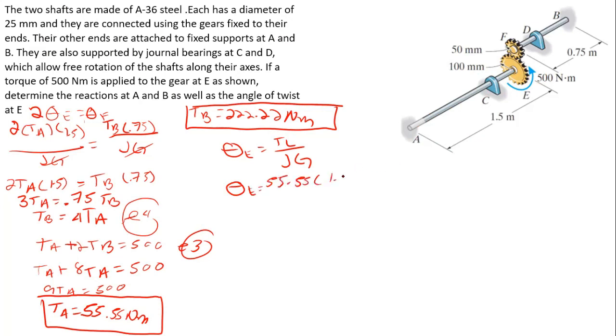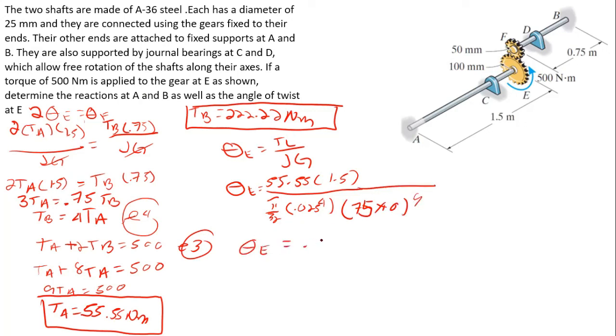So theta E is equal to 55.55 times length natin 1.5 divided by J, pwede natin i-direct na lang siya dito. So pi over 32. Given tayo ng diameter na 25 millimeter, convert nyo muna siya into meters, which is 0.025, raised to 4, multiply to 75 times 10 raised to 9. Solving for theta E natin is 0.2987 rad, or kapag pinahanap sa inyo in degrees, is 1.66 degrees.